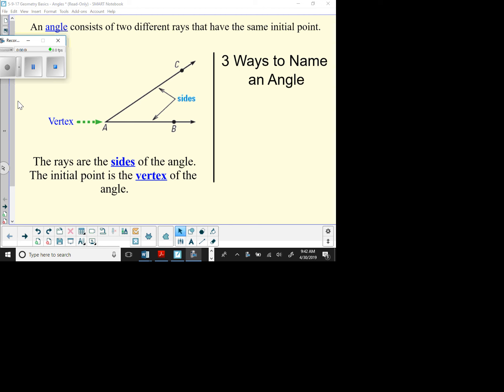All right, so an angle consists of two different rays that have the same initial point. This is an example of an angle. There are three different ways to name this angle.